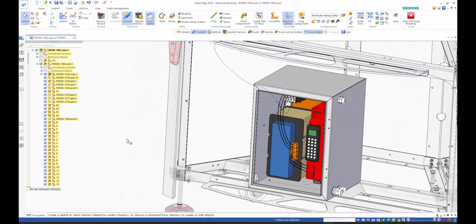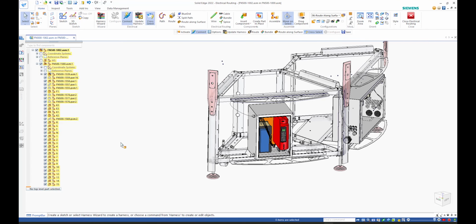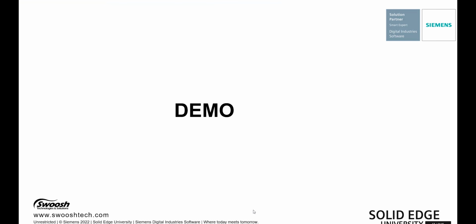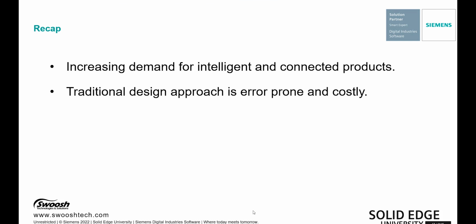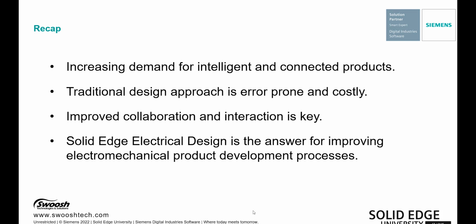You go from 2D, dragging devices, assigning pins, and then making it from 2D to 3D. So let me go back to my PowerPoint here. A recap on this: increased demand for intelligent and connected products. Traditional design approach is error prone and costly. Improved collaboration and interaction is key. Solid electrical design is the answer for improving the electromechanical product development process.